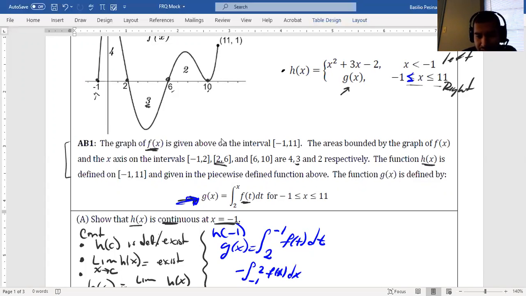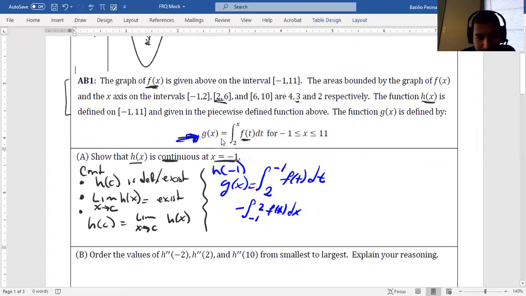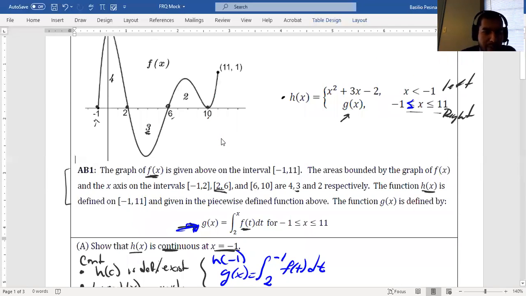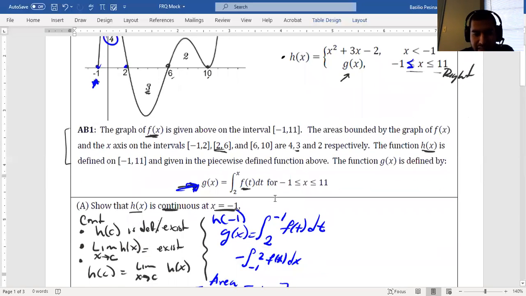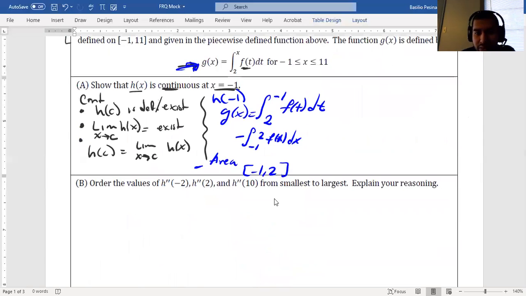So we're looking for the area, the negative area in the interval from -1 to 2. So we're going to look at our graph from -1 to 2. From -1 to 2, it says it's 4. But it's asking us to find the negative area because we flipped the interval. So our area should be -4. So this right here, h of c, is -4.